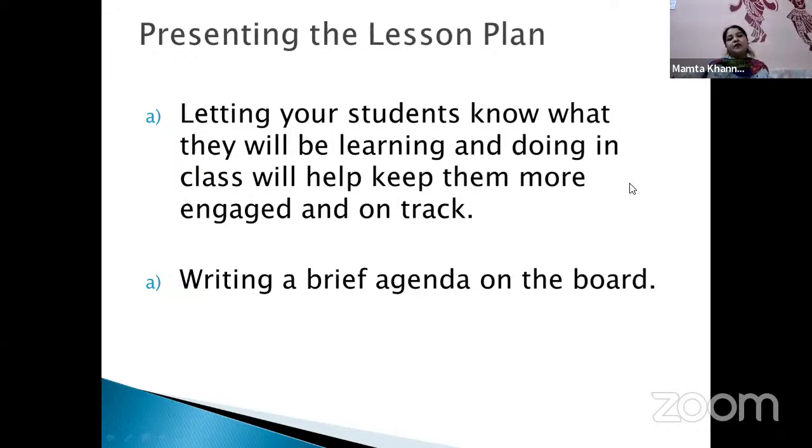Write a brief agenda on the board. Now, what is the agenda on the board? What are the few points you are going to take in the class? Okay, this becomes the agenda of the day. You have to write the agenda on the board.